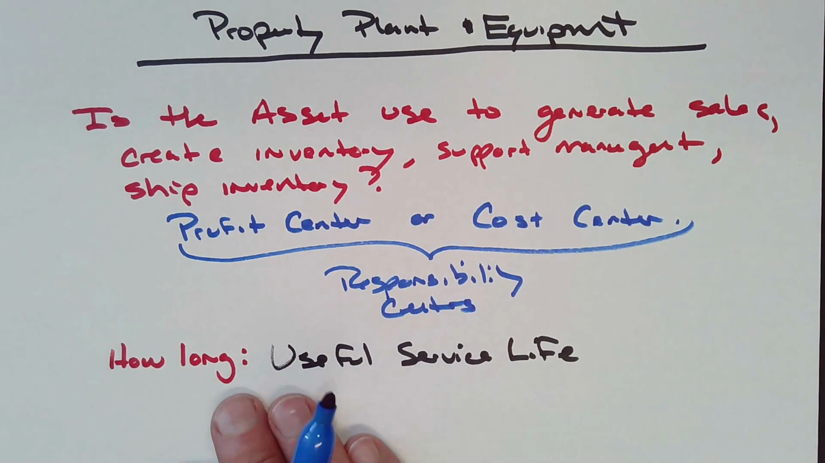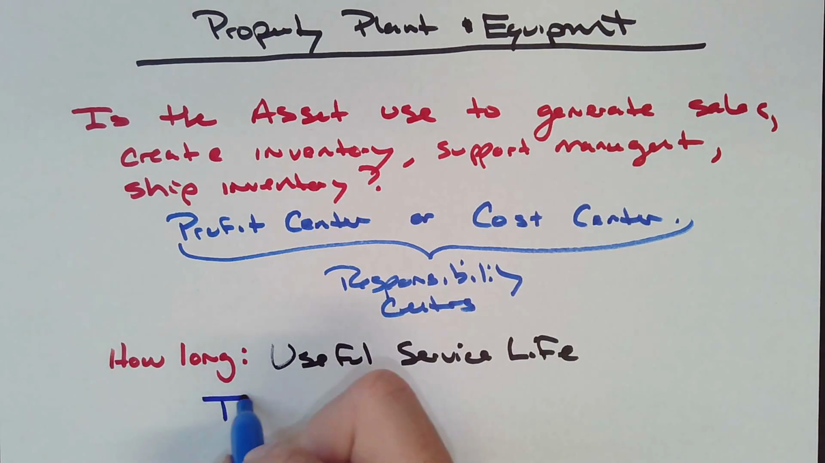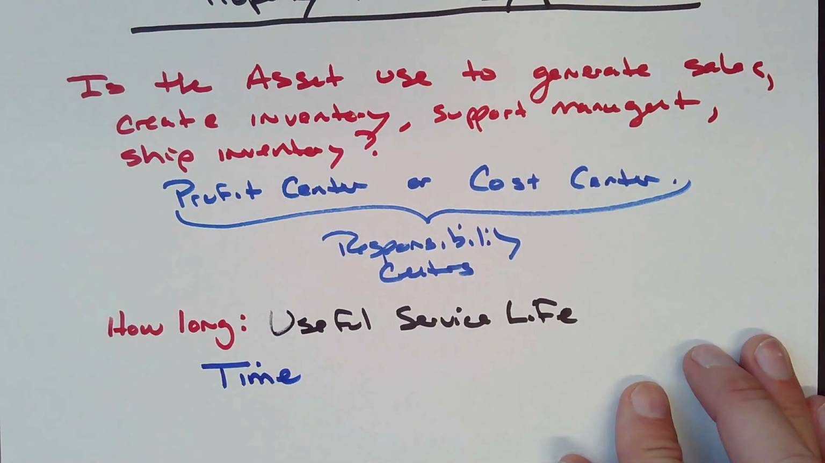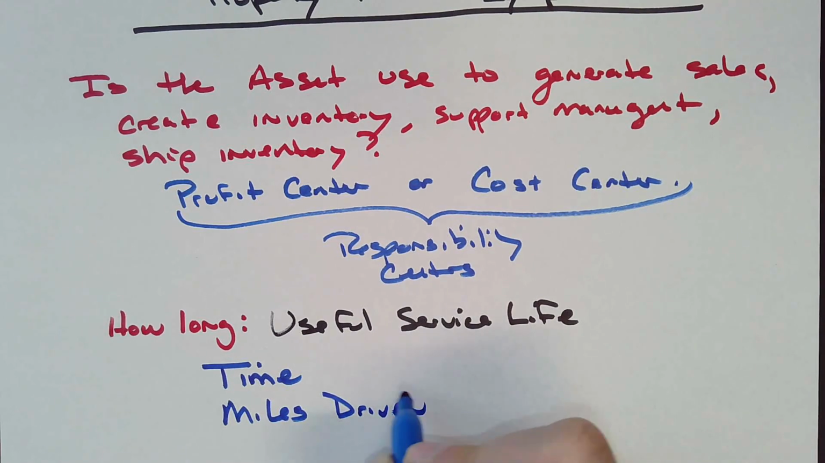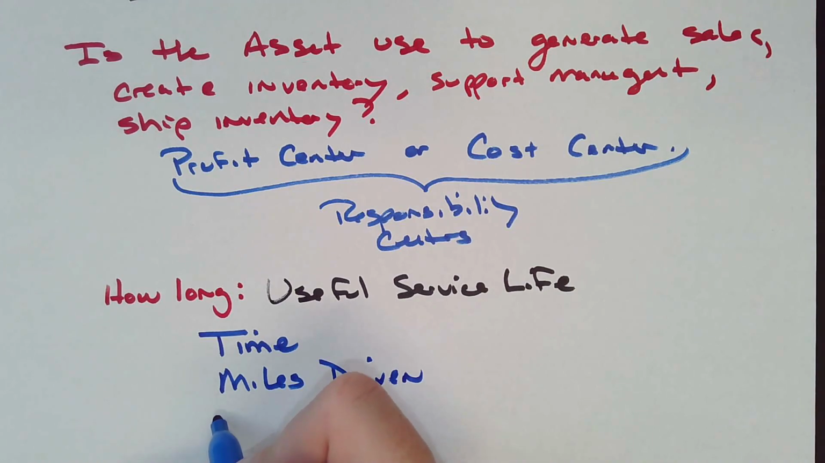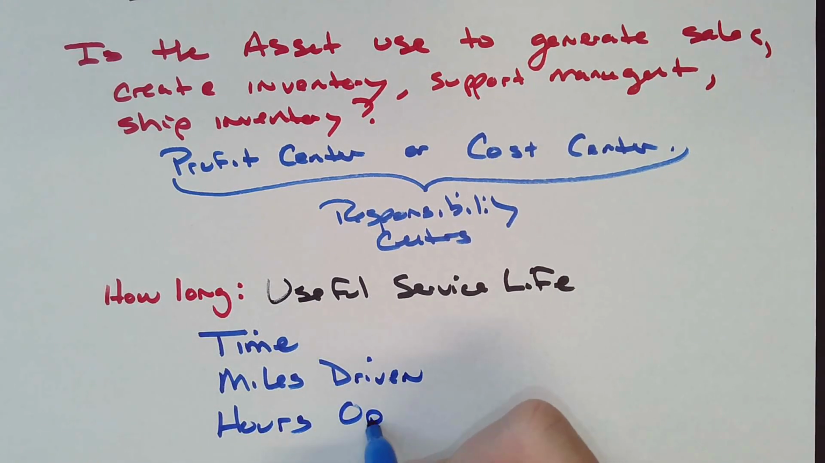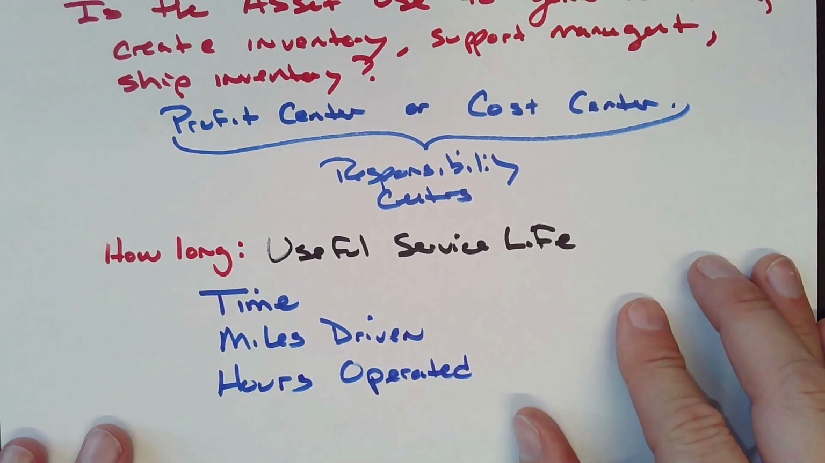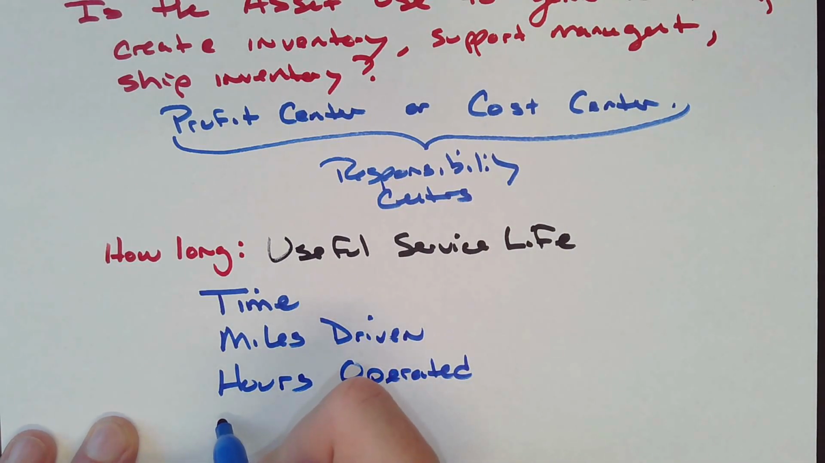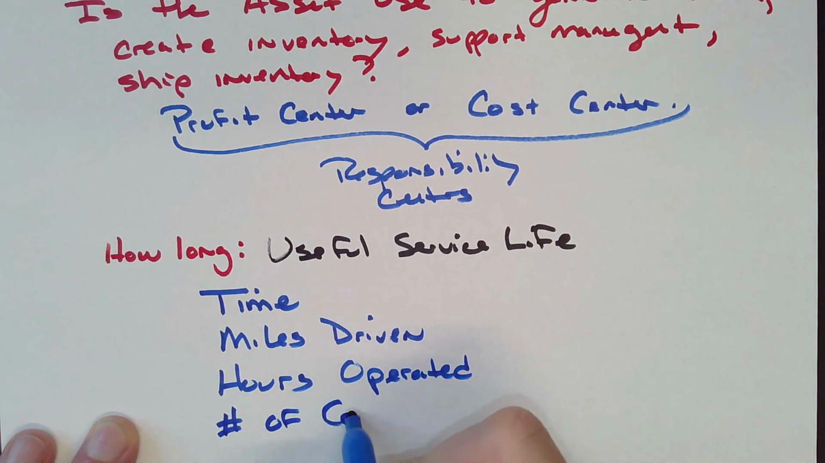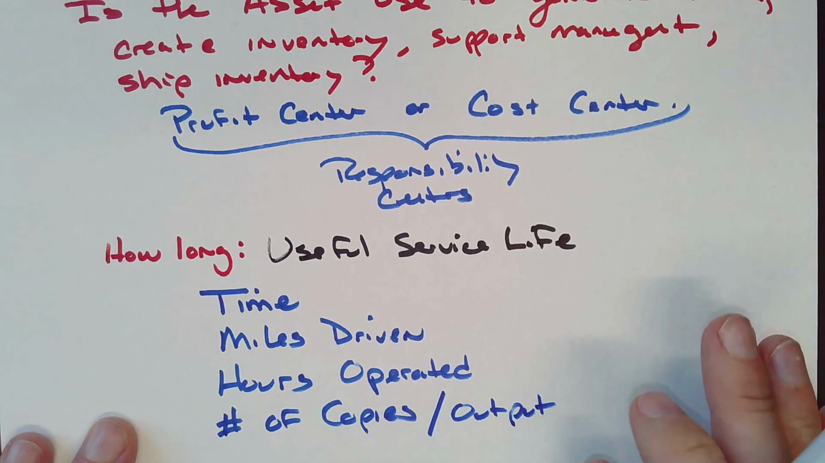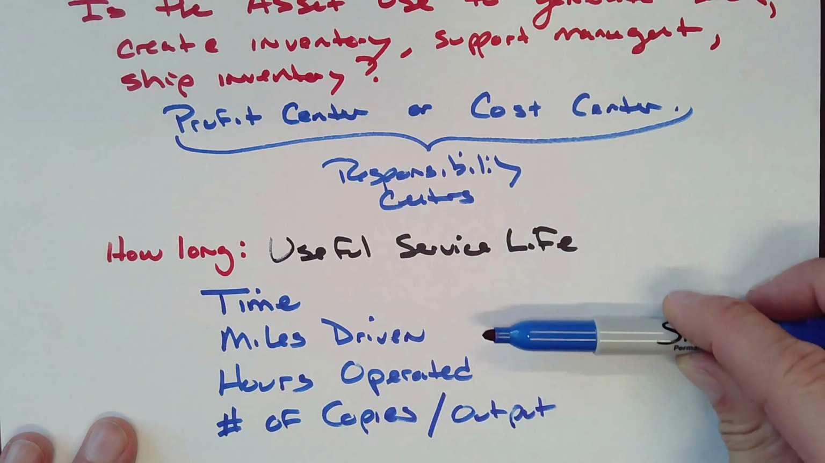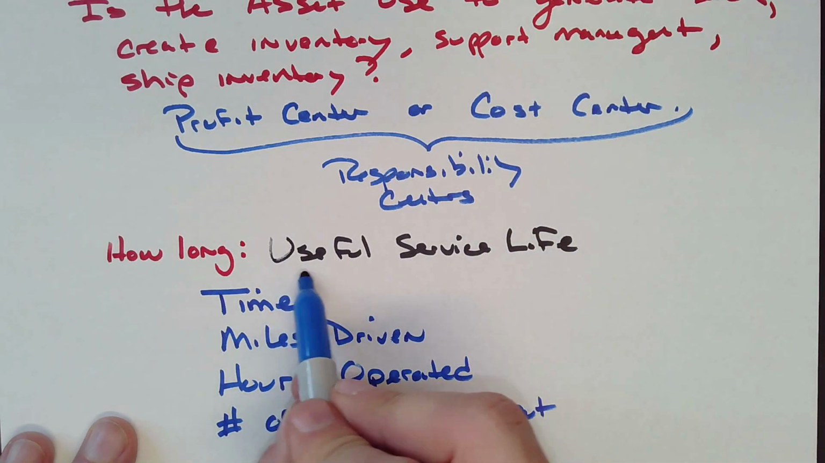And there's a lot of different ways to measure useful life. It can be based on time. It can be based on miles driven. It could be based on hours operated. It can be based on number of copies. If I'm looking at a copier, numbers of output, right? Number of copies or output. So there's a lot of different metrics that you can use to figure out what is this useful life.